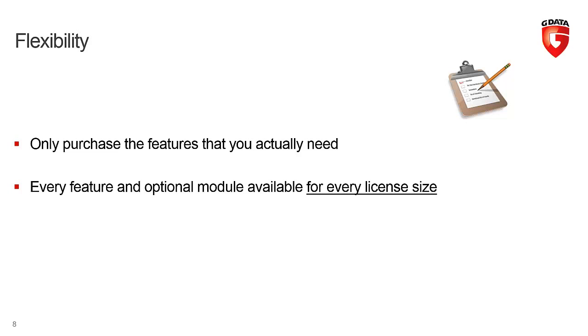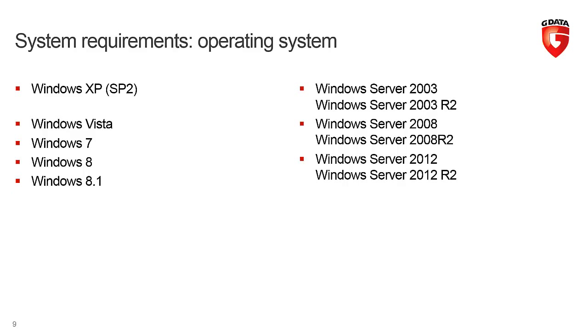All of GData's business products and all of its components are compatible with every version of Microsoft Windows from Windows XP with Service Pack 2 up to Server 2012 R2. This means that you do not necessarily have to have a server operating system to install GData's management server. On the other hand, you do not need a client operating system to install the GData security client. The only exception is the 64-bit edition of Windows XP. The 64-bit edition of Windows XP is not supported.